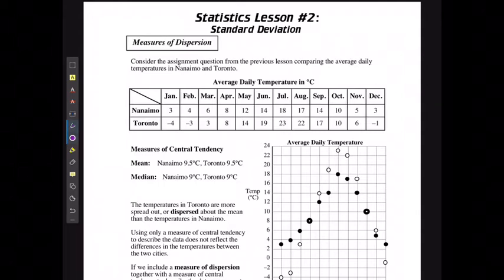All right, our next lesson in statistics is going to take a look at standard deviation. So when we look at standard deviation, or the measurement of dispersion, consider the assignment question from the previous lesson comparing the average daily temperatures in Nanaimo and Toronto.